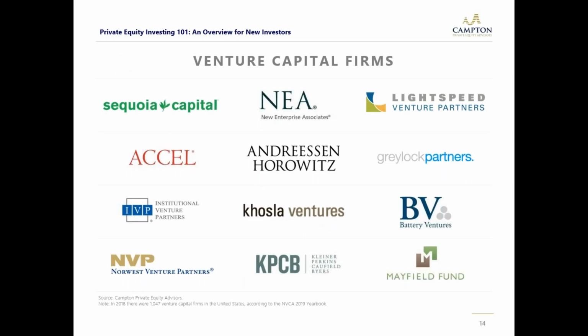Okay, so who are these venture capital firms? Here I've just listed some of the more active venture capital firms. And if you want, by using the raise your hand function, the little hand on your control panel, why don't you just let me know how many of you are familiar with one or more of these funds? Great. Okay, so a few of you do know these funds. By the way, I have in a footnote here, in 2018, NVCA found that there are over 1,000 venture capital firms in the country. So there's a lot of firms out there.